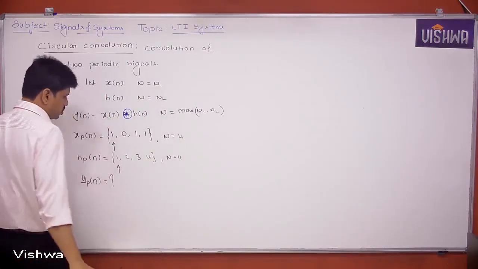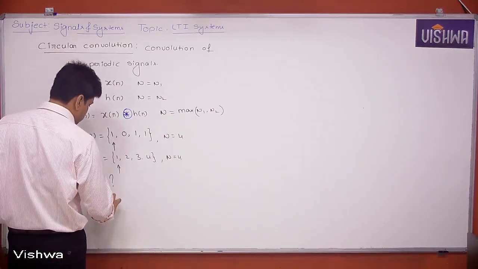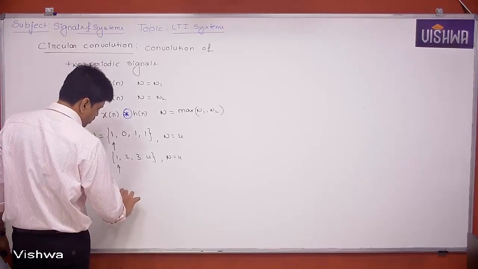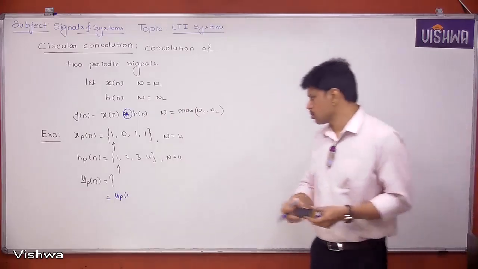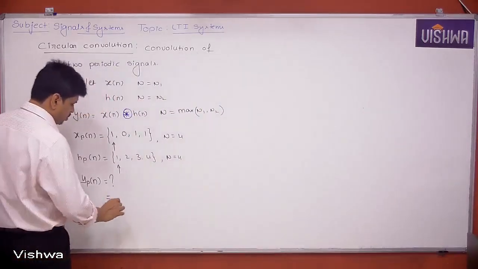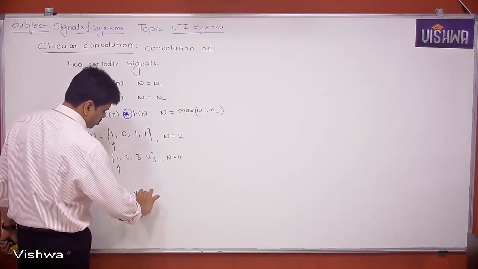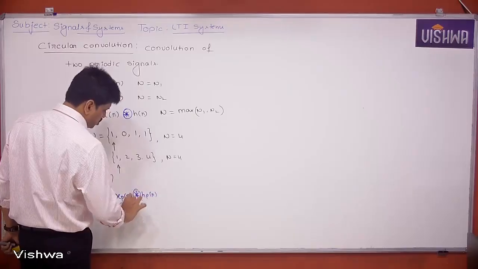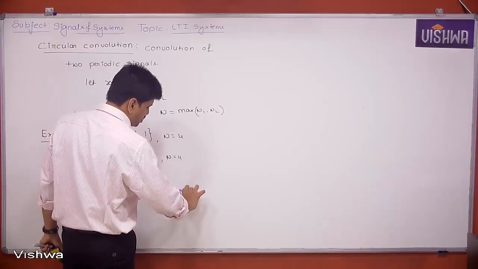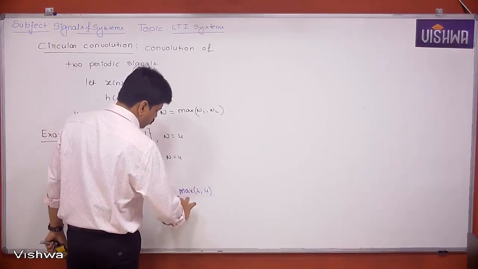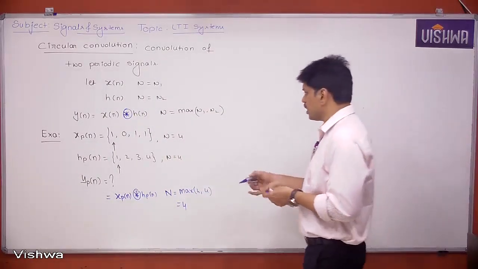We know yp of n is nothing but the convolution of xp of n and hp of n, which is xp of n circular convolution with hp of n. Then what is the period of it? Which is the maximum of the two periods, 4 comma 4, that is 4 only. So the period of the output is also 4. Now we can perform the normal convolution.